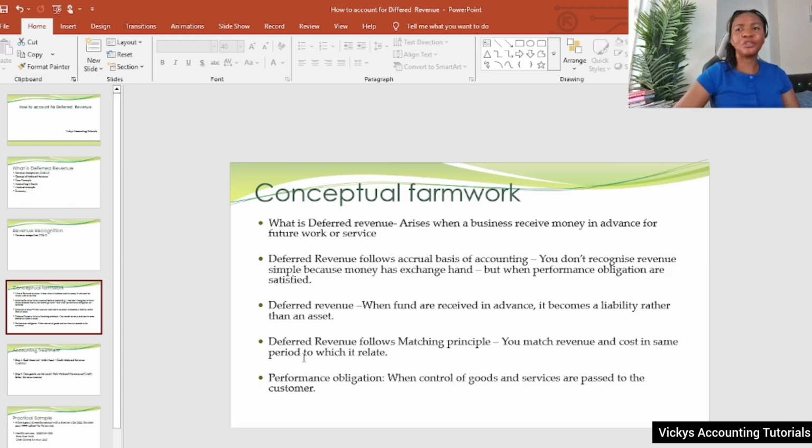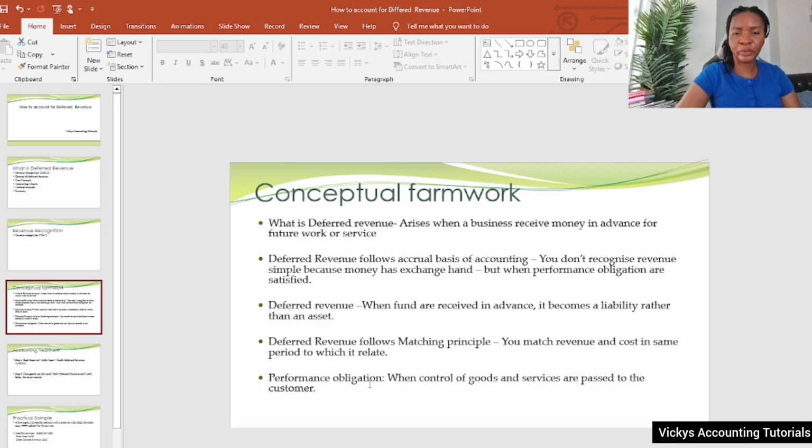Let's say, for instance, that you have actually performed the job, but they're yet to make payment to you. You have earned it. Though you have not received cash, you have the right to recognize that revenue as a receivable. Also, deferred revenue follows the matching principle. The matching principle is there to ensure that revenue and costs are recognized in the same period to which they relate. The period in which an expense helped to generate income is the same period in which you are going to recognize and account for that amount.